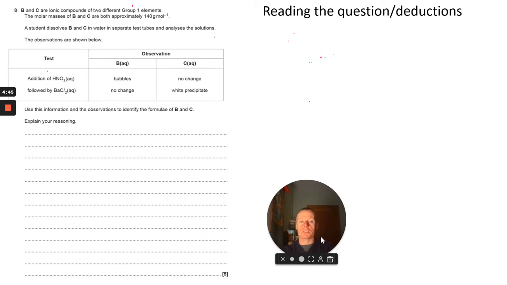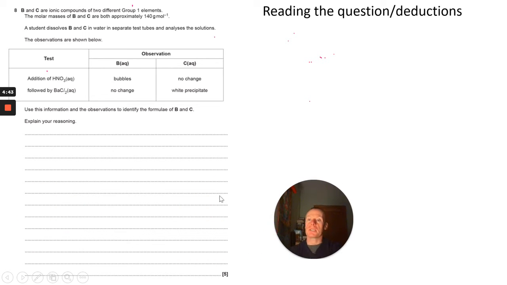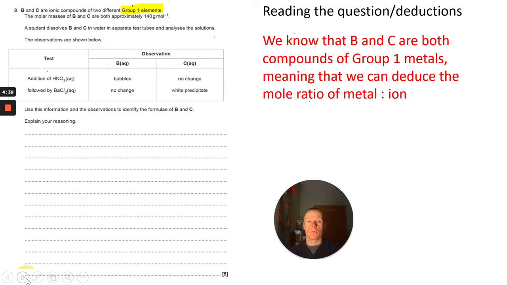So looking at the question, it starts off by saying that B and C are ionic compounds of two different group 1 elements. So we know that if they're in group 1, the elements are going to be +1 in their ions, and therefore we can deduce the mole ratio of the metal to the ion, once we've worked out what the negative ion is from the ion test observations.